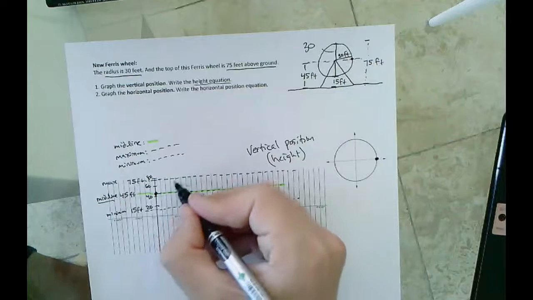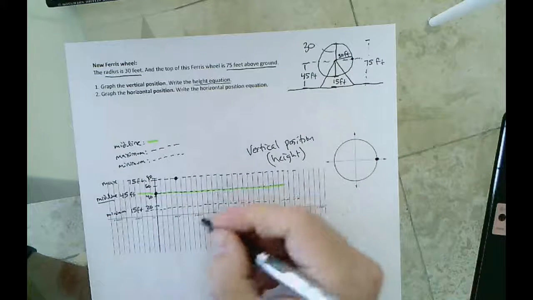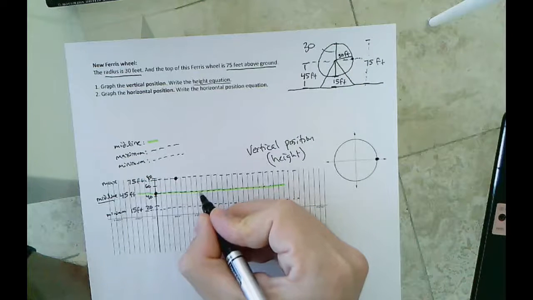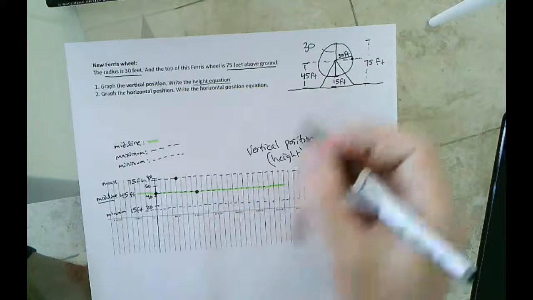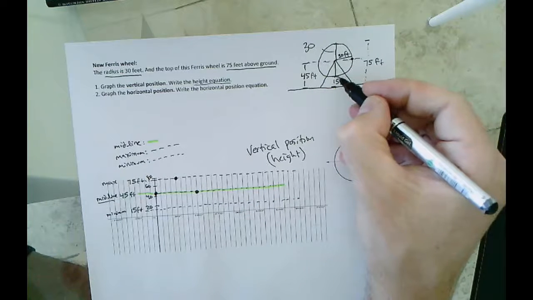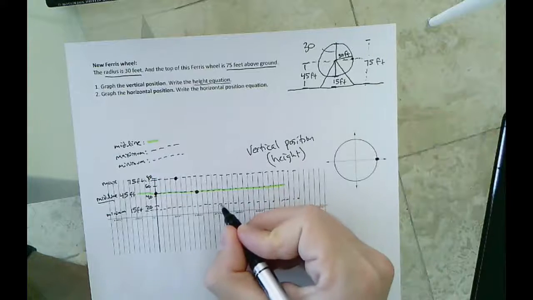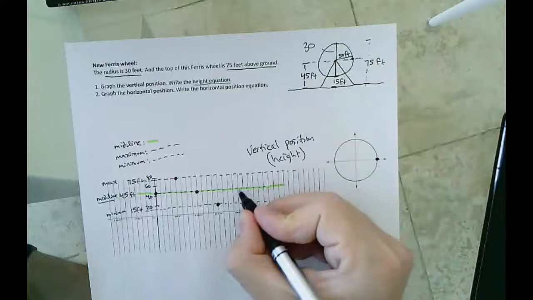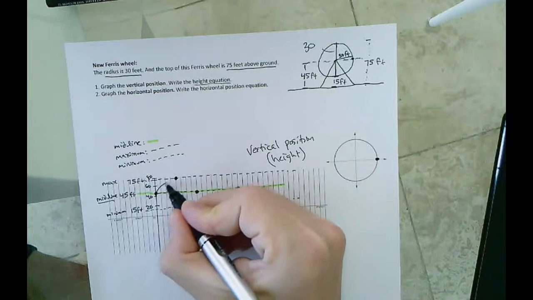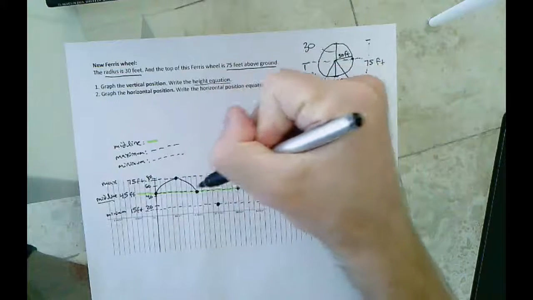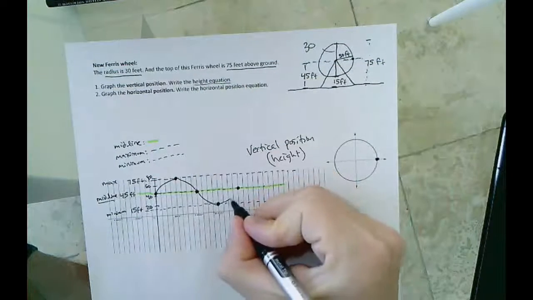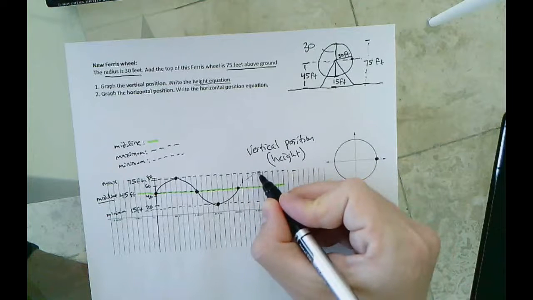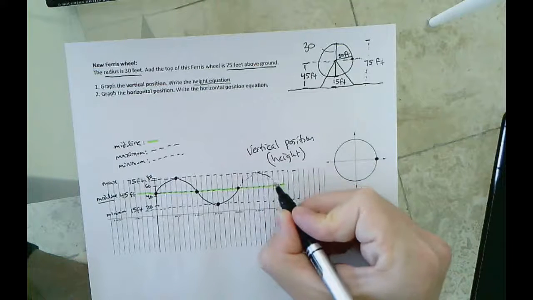At 180, it comes back down to our midline, our 45 feet, right here. And then at 270, it goes all the way down to our minimum, 15 feet right here. And at 360, it's back up here at our midline. And let's make this a nice sine curve. If we want to keep going, we of course could go to 450 and back down, just to prove that it doesn't stop there. It keeps going on and on.